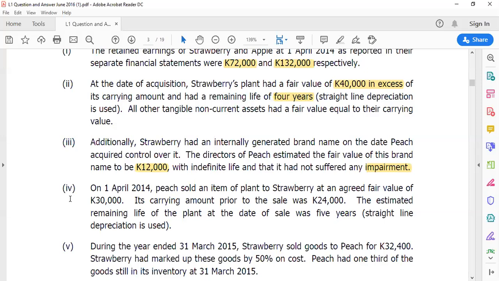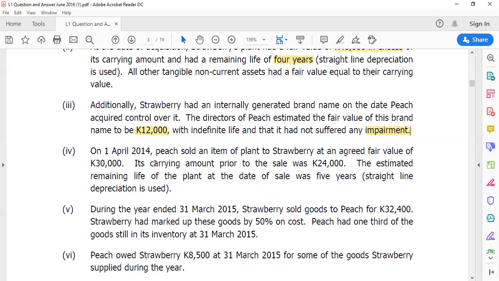Now number 4. We are being told here, on 1st April 2014, Pitch sold. The key statement here is Pitch sold. When the parent sells, you don't touch the net assets at acquisition. So what did he sell? He sold an item of plant to Strawberry, the subsidiary, at an agreed fair value of 30,000. Its carrying amount prior to the sale was 24,000. The estimated remaining life of the plant at the date of sale was 5 years, straight line depreciation.